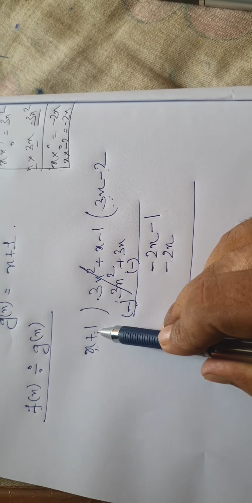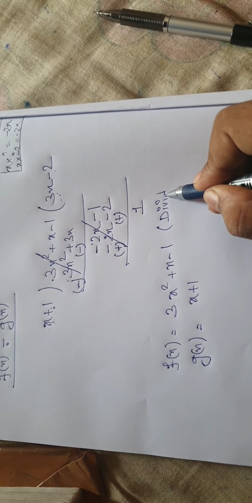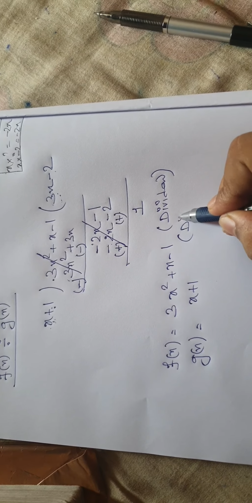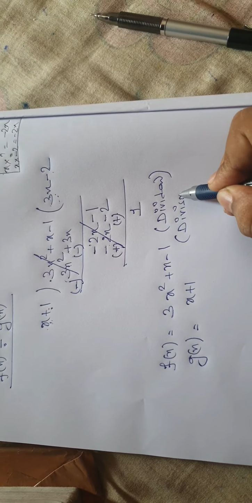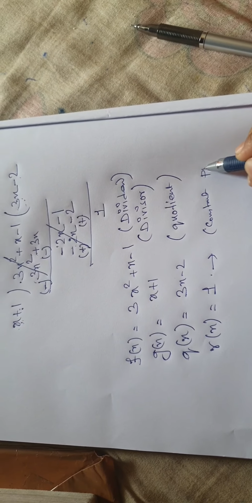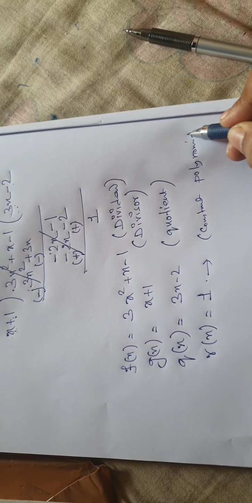So now you see, fx equals 3x square plus x minus 1, gx equals x plus 1. This is the dividend, and this is the divisor. And you get a new polynomial qx, which is the quotient, equal to 3x minus 2. And you get another remainder rx, which equals 1, a constant polynomial. In this case it is a remainder but a constant polynomial. So that is all about the division. This is how you do the division.